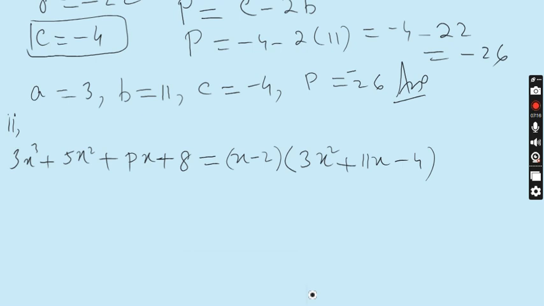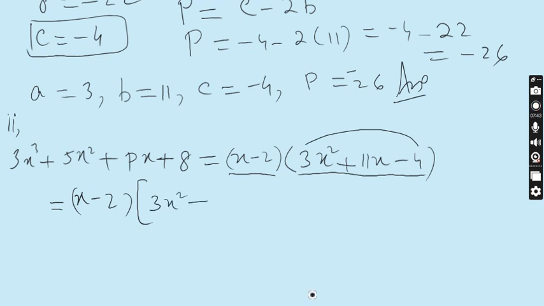So now this is x minus 2 and this is 3x square plus 11x minus 4. We can easily factorize this quadratic expression by applying the middle term break method. So x minus 2 remains x minus 2. 4 threes are 12, 12 ones are 12, 12 minus 1 is 11. This is the way. That's why we call it middle term break.